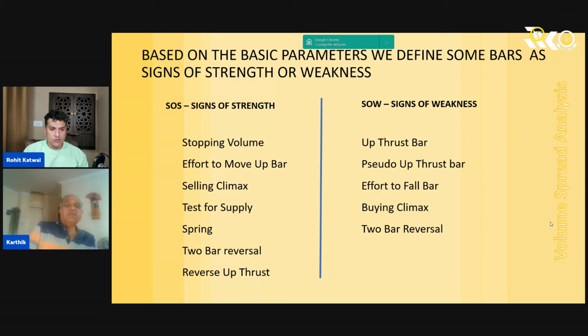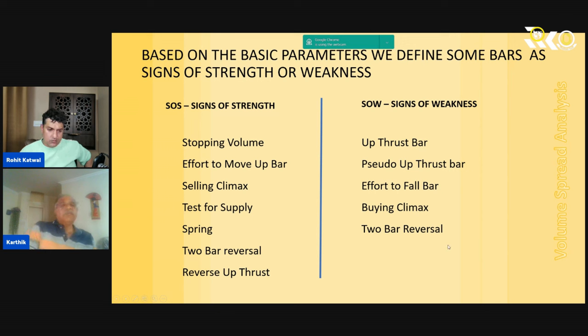Based on the basic parameters, we define some bars as signs of strength or weakness. There are many signs of strength: stopping volume, effort to move up bars, selling climax, test for supply, spring, two bar reversal, reverse up thrust. Whereas the weakness signs are an up thrust bar, pseudo up thrust bar, effort to fall bar, the buying climax, and the two bar reversal.